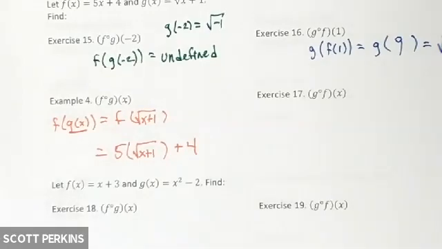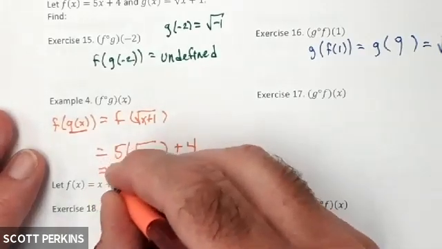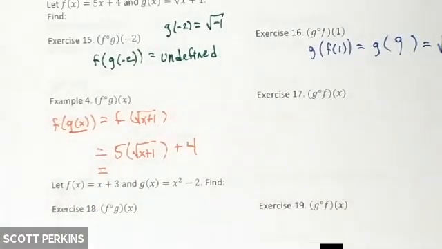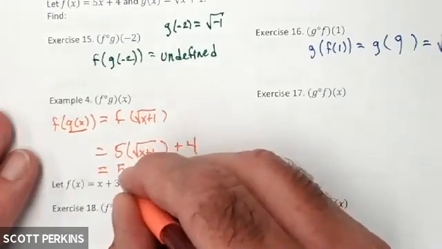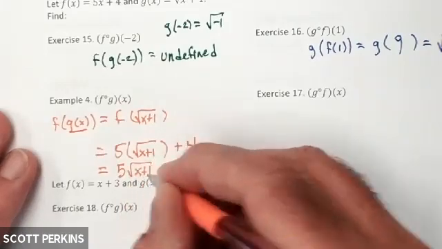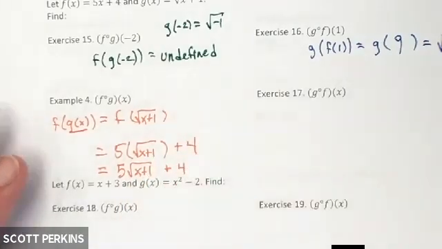Now, there's not really anything to do here. I'm going to erase those parentheses just to make it look a little simpler, but I can't distribute the 5 because you can't multiply the 5 times the stuff under the square root, since one bit of it's outside the square root and one bit of it's under. So this is the function: 5 times the square root of x plus 1, and then the plus 4 is outside.